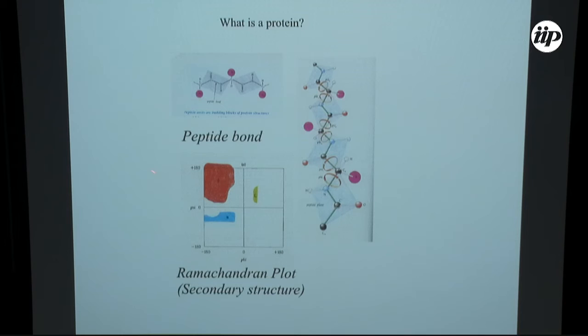So depending on these two angles that I said it can rotate, so this is called phi, this is called psi, if I plot the energy contours of one angle versus the other, this region in blue in here is the region where the protein is going to form alpha helices. So it has a given twist. It's going to make hydrogen bonds.